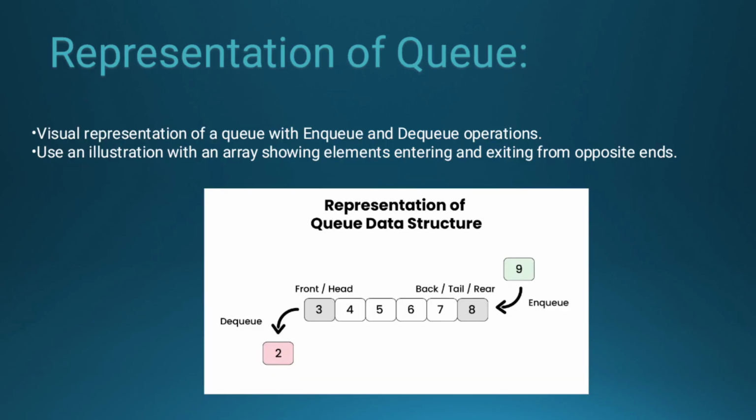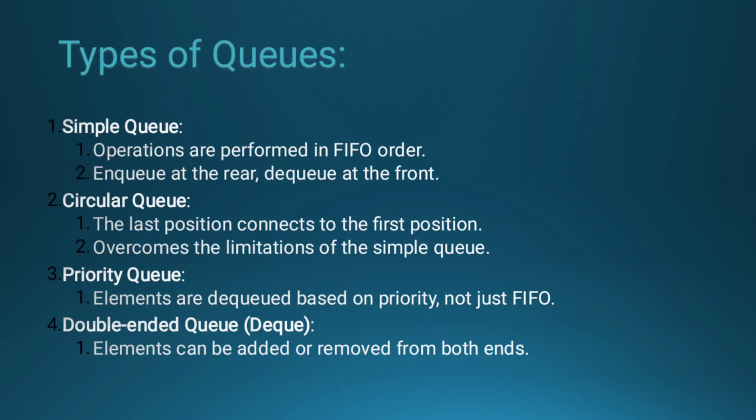Representation of queue. In data structure, a queue is represented using an array with two pointers, front and rear, that is NQ and DQ, to indicate the queue's two ends. The rear end is used to insert data, which is NQ, while the front end is used to remove data, which is DQ. Now we will see types of queues.